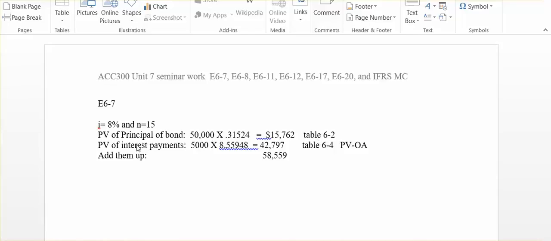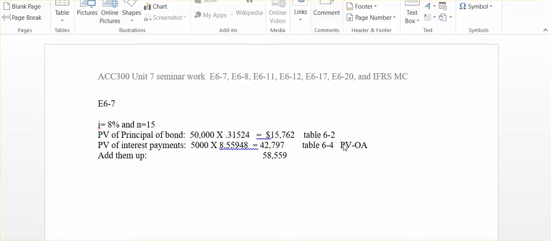But we also have to include in the value of the bond the interest payments. Those are going to be $5,000 a year in interest, right? And so we would want to go to present value of an ordinary annuity. Why that table? Well, because we're going to be paying the same amount year after year after year. It's $5,000, the same amount. So we want to use an ordinary annuity, the present value.